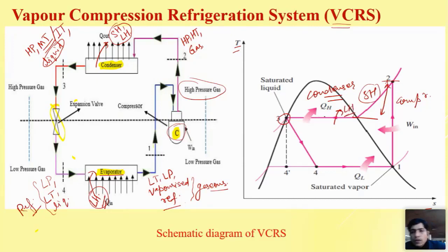Okay. So after the condensation, we reached the saturated liquid state. So at this point, definitely it will be in the liquid. Okay, 3 to 4 is the throttling process that happens in the expansion valve. In domestic refrigerators, we use capillary tubes basically for the expansion.